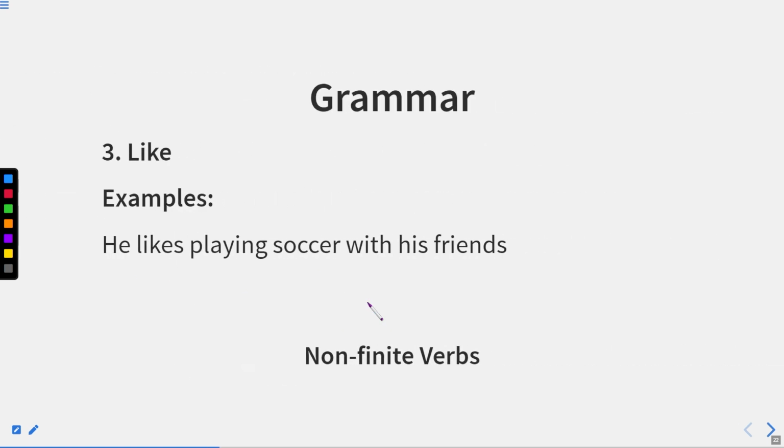Now let us move to the next one. Like. He likes playing soccer with his friends. So, as I told you earlier as well, like is a word after which we can use an infinitive as well as a gerund, and they will differ in their meanings.